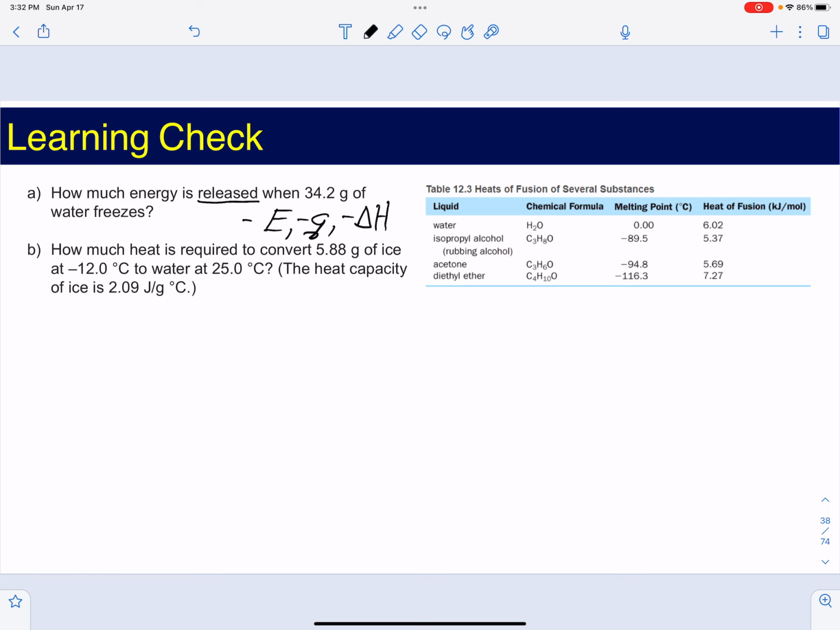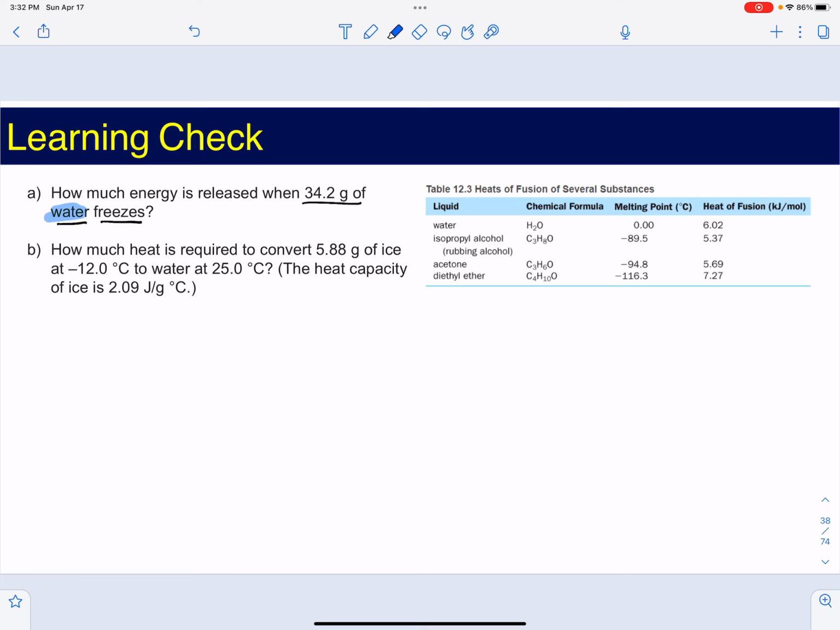So what are we talking about specifically? We're talking about how much energy is going to be released when 32 grams of water freezes. Freezing means that it's going to go from liquid to solid. So the particles will have to slow down and allow the intermolecular forces to take hold and bring the particles together. So we are talking specifically about water.